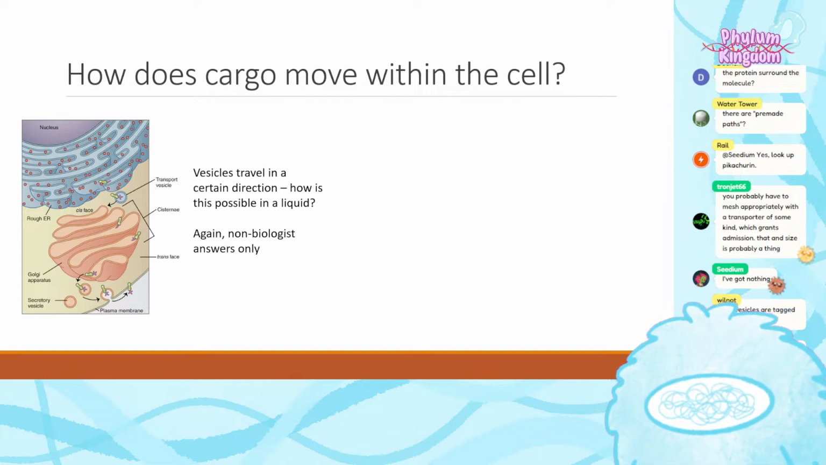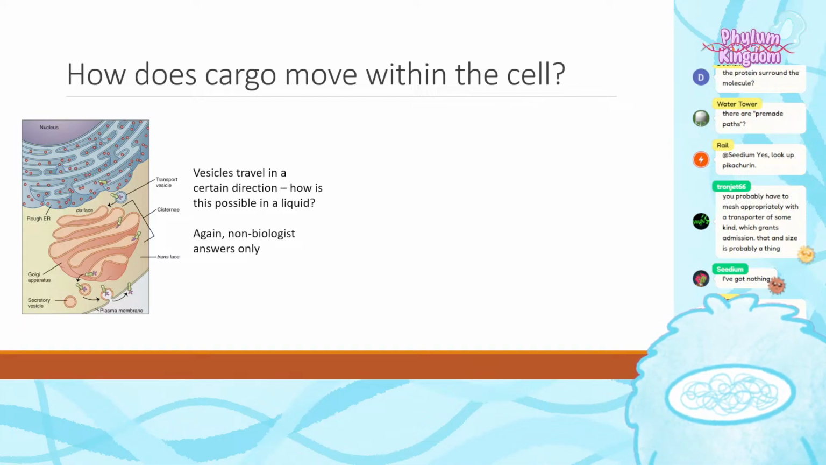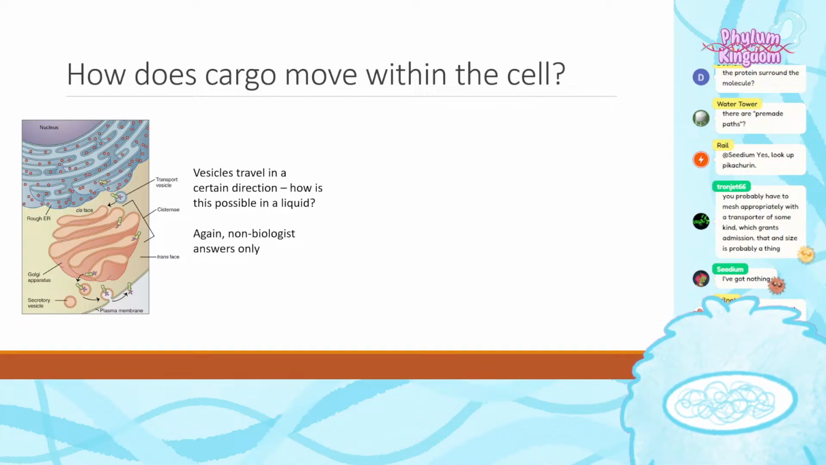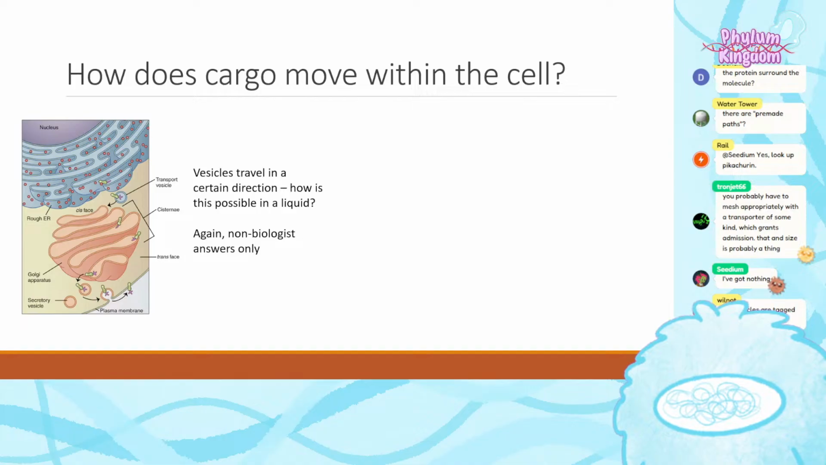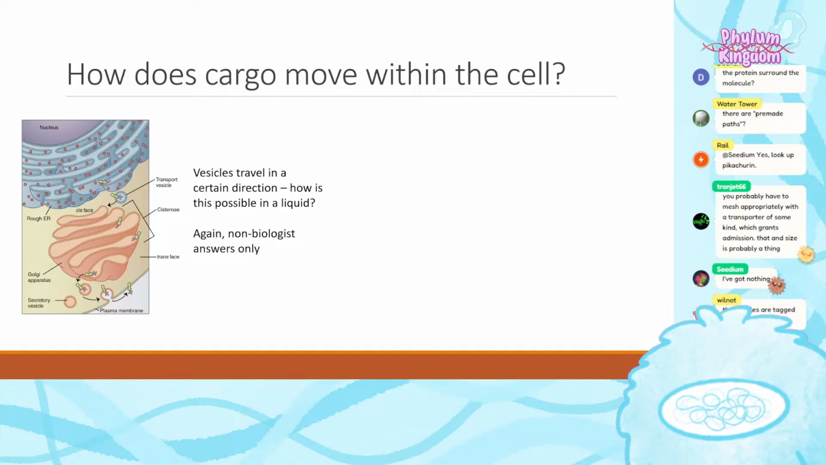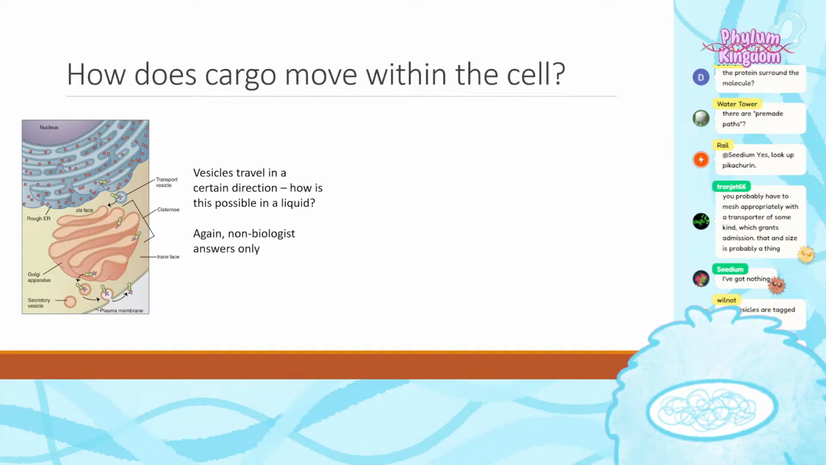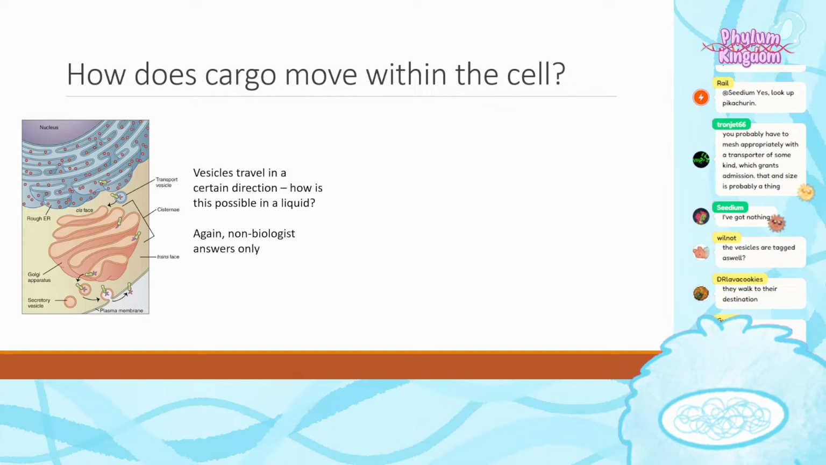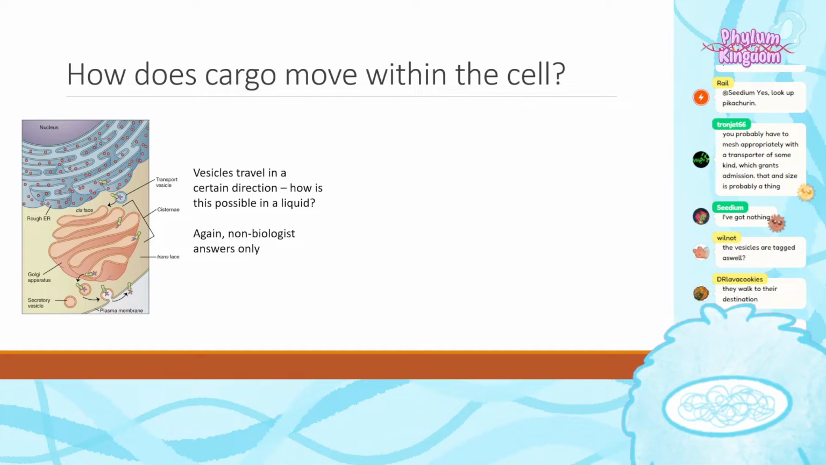Are there pre-made paths, says Water Tower? Kind of. You probably have to mesh appropriately with a transporter of some kind, which grants admission, and the size is probably a thing. Yeah, that is true. That more has to do with the size of these cargo vesicles. Sure. I've got nothing. It's tricky, isn't it? And it's something that highlights how clever the cell is. I think even if you try to come up with an example, you can't come up with one. It makes the reveal all that much better.